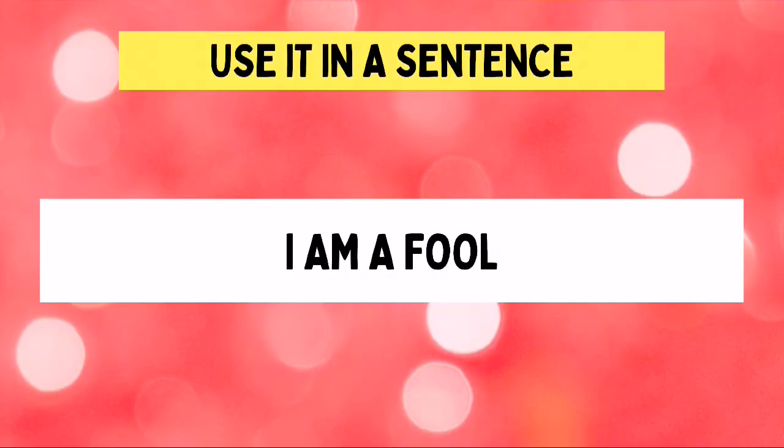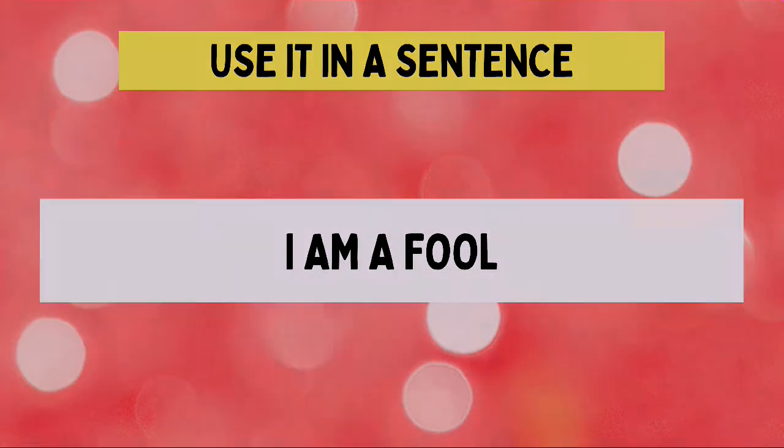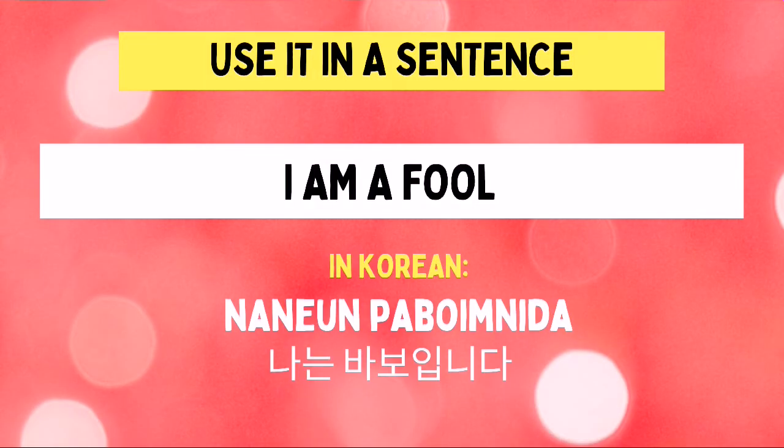Now that we have an idea about the meaning of the word PABO, let's try to look into this example English sentence. It says, I am a fool. The Korean translation of this sentence is 나는 바보입니다. Again, it's 나는 바보입니다.